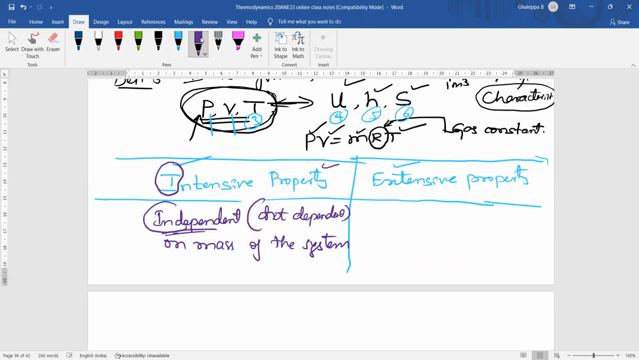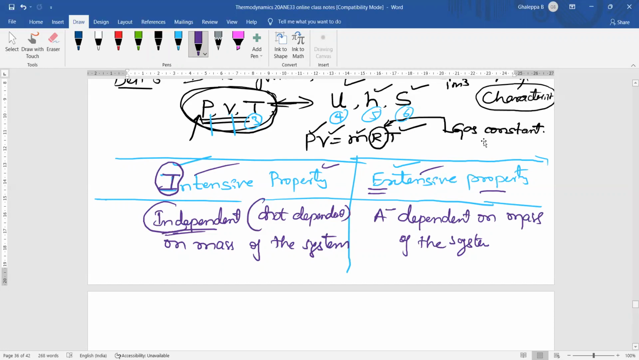Instead of writing the extensive definition, they will write the intensive definition. In the intensive definition, they will write extensive. So do not get confused here. It is very easy. I stands for intensive. I means independent of the mass of the system. Then extensive is a property which is dependent on the mass of the system. A property which is dependent on mass of the system is called extensive. A property which is independent of mass of the system is called an intensive property.